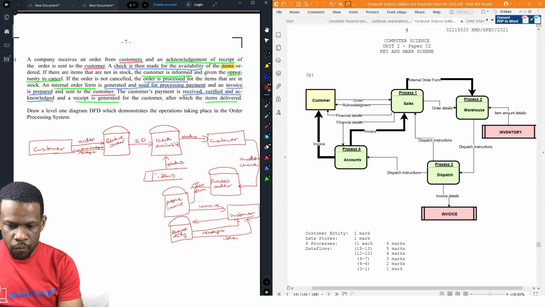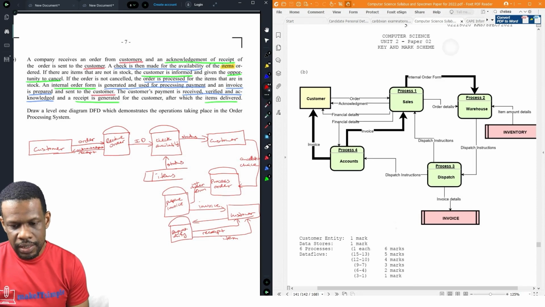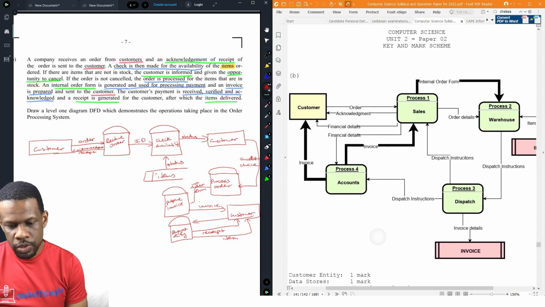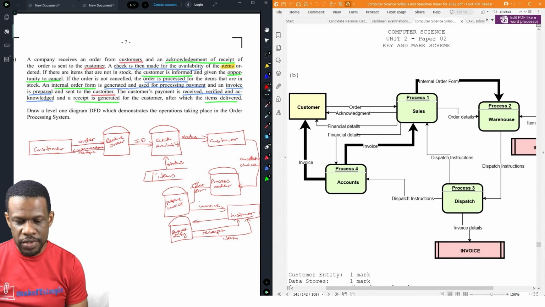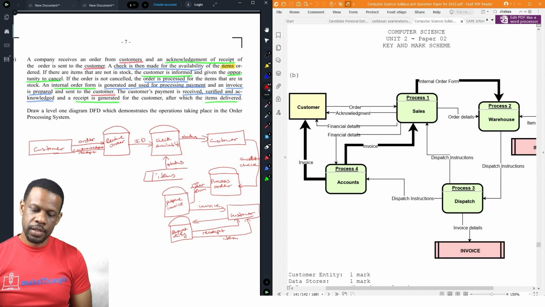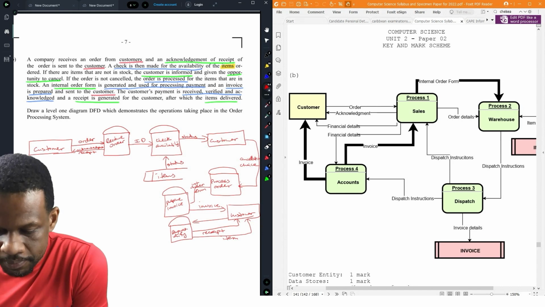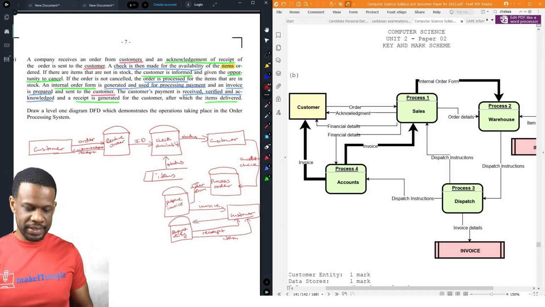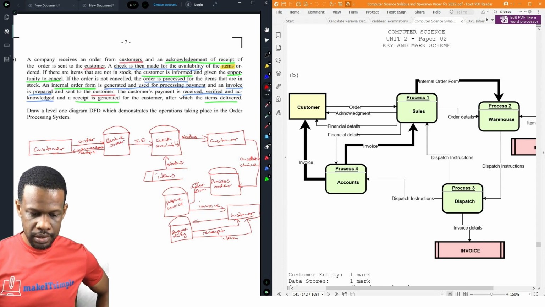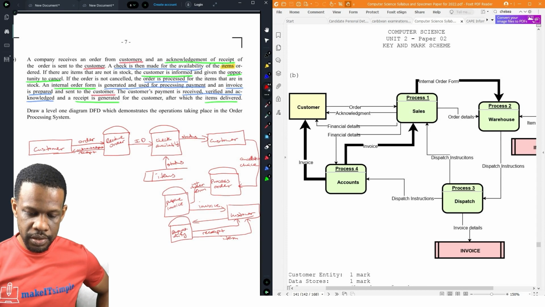What? They literally tell you that a process can't be named like an external entity. So they have a process named sales and warehouse and dispatch and accounts, but those are the names of external entities. Those are nouns. Processes are supposed to be verbs. Yeah. This answer is not it. Anyhow, they have the order, they have the acknowledgement. Financial details and financial details. What is financial details?